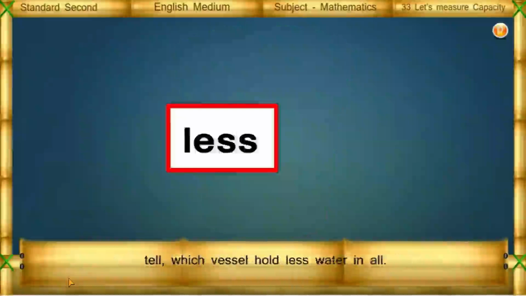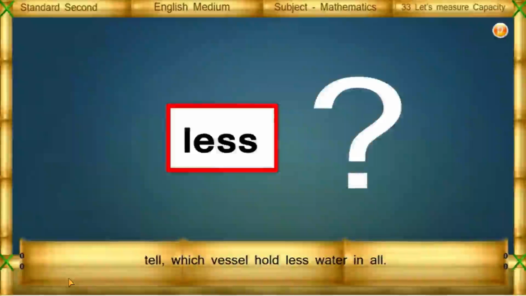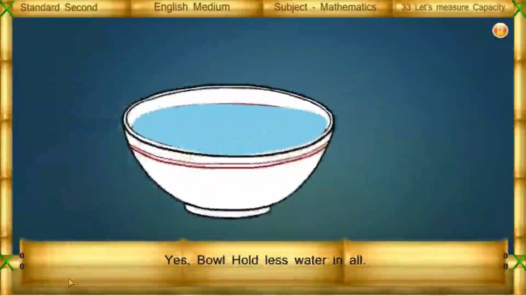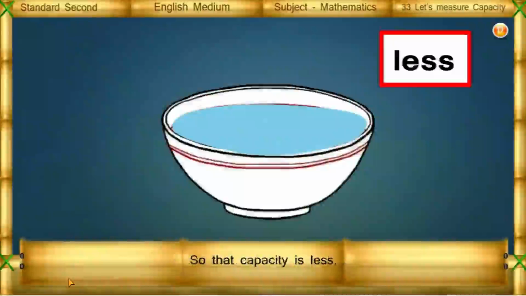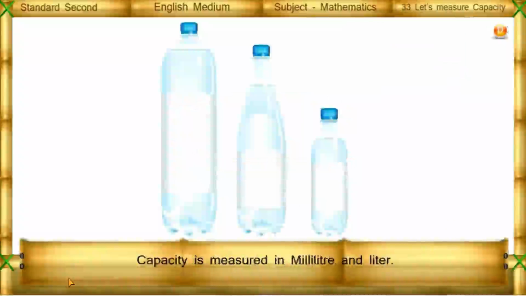And tell, which vessel holds less water of all? Yes, the bowl holds less water of all because the bowl is the smallest. So its capacity is less. Capacity is measured in milliliters and liters.